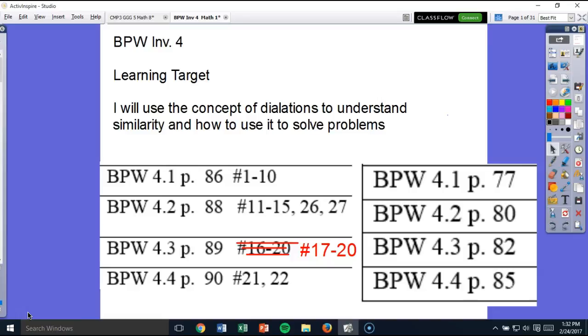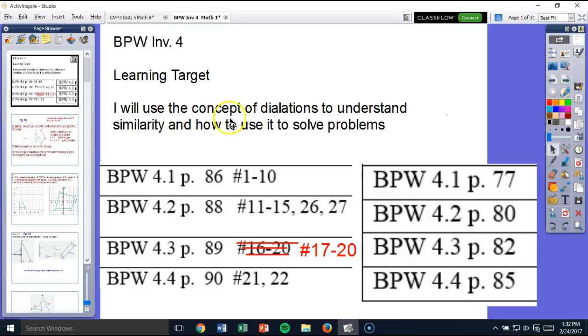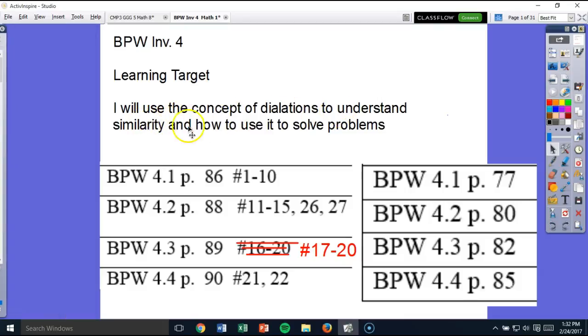This video is going to cover problems 4.1, 4.2, and 4.3. Our learning target for these three problems is that I will use the concept of dilations to understand similarity and how to use it to solve problems. Our ACES questions are listed here: 1 through 10 for 4.1, 4.2 has 11 through 15, 26 and 27, and 4.3 has 17 through 20.